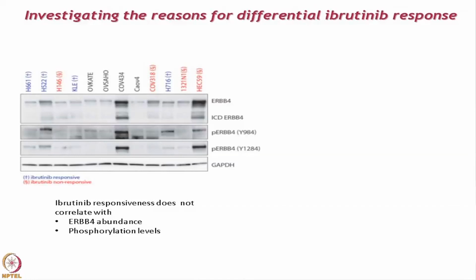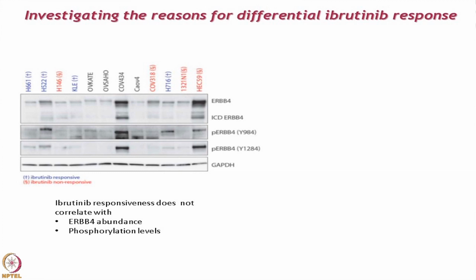The responsive tumors are in blue, right? And then the resistant tumors are in red. And so looking at this at ERBB4 levels, you really couldn't see anything different from ERBB4. Even phospho-ERBB4, not really an obvious difference.